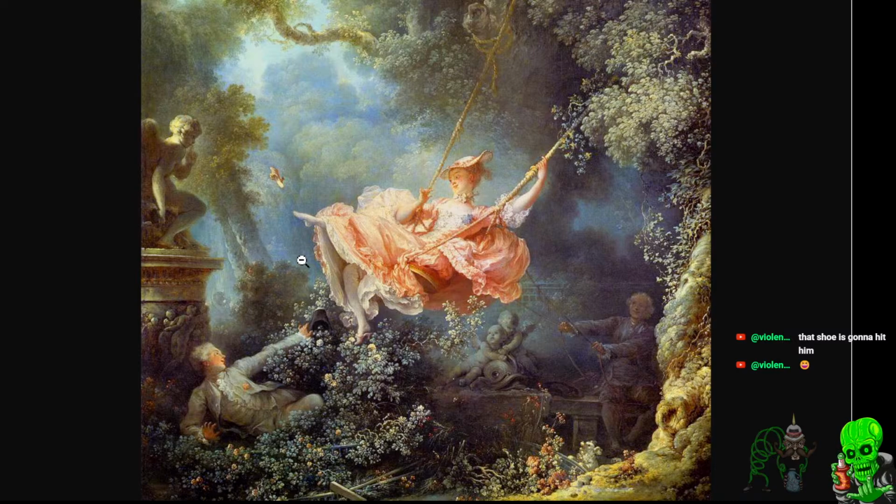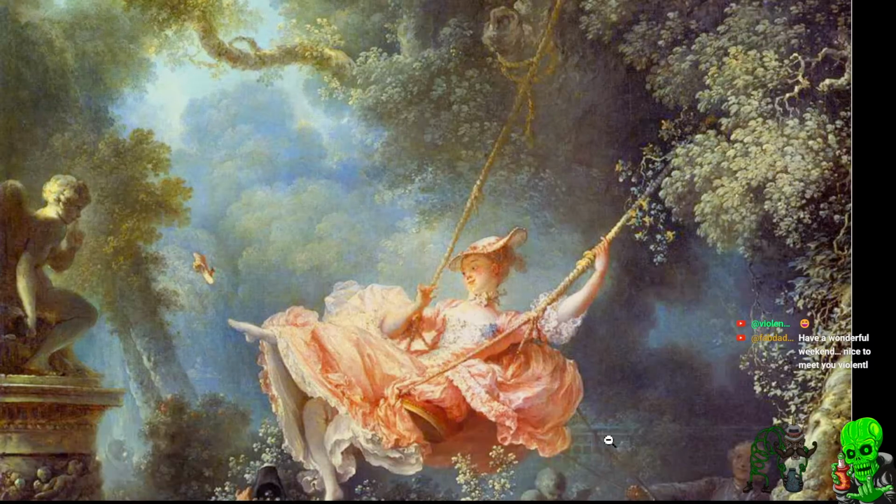And this painting itself is actually one of the most famous Rococo paintings. When people think of Rococo works, this painting is generally the first one that comes up. If you Google Rococo, this will be the first painting that comes up.